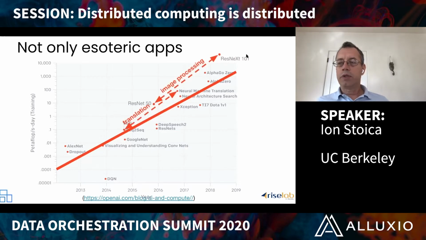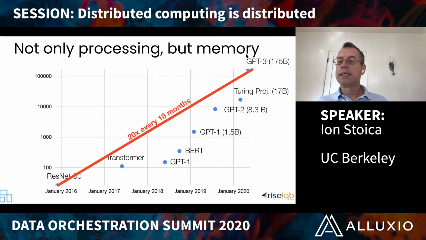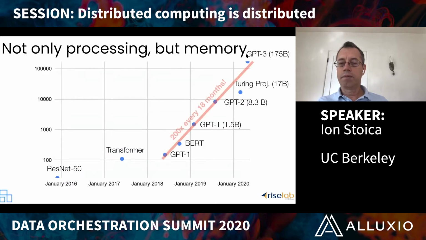And this is not only true for esoteric models like learning how to play games such as Go or Dota 2, but also for models targeting practical applications like language translation and image processing. And it is not only true for processing, but for memory as well. Here is a plot of the model sizes for the past 4 years. It shows that the size of the state-of-the-art models, or more precisely, the number of parameters of these models, has increased 20 times every 18 months. And if you look at the past 2 years alone, it has increased 200 times every 18 months. This is just unheard of.